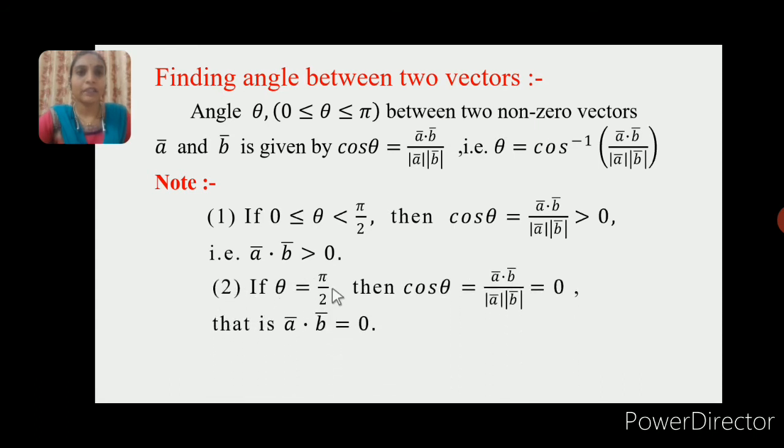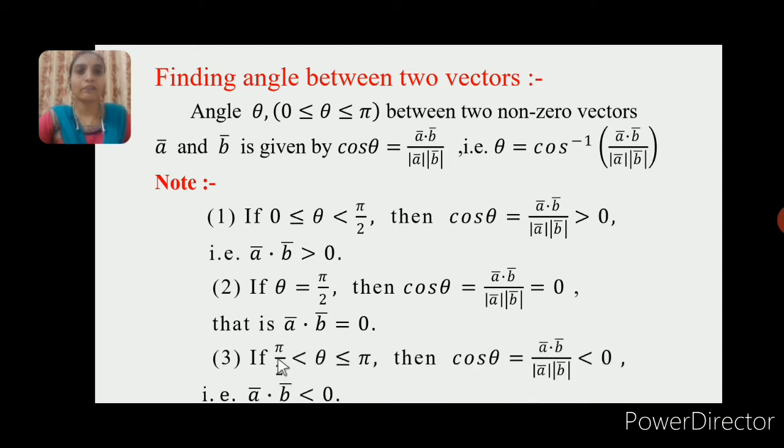Second, if theta is equal to pi by 2, then cos theta is equal to a bar dot b bar upon magnitude of a bar into magnitude of b bar is equal to 0. That is, a bar dot b bar is equal to 0. If theta is right angle, then cos theta is equal to 0 and dot product is 0.